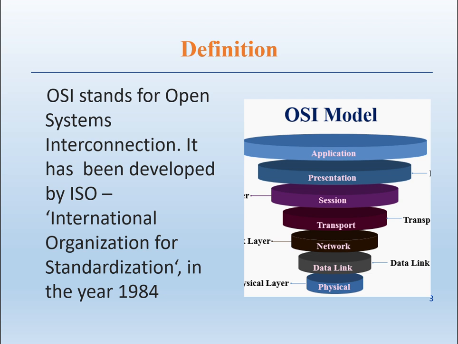The OSI model was developed to solve communication issues between different networking systems and manufacturers. Before the OSI model, every company had its own way of building network protocols, so devices from different vendors often couldn't communicate. The OSI model helped bring standardization, allowing open communication between heterogeneous systems and promoting interoperability and modularity.